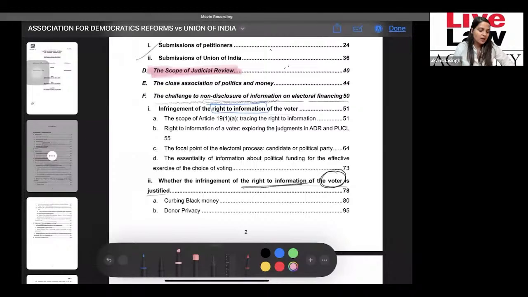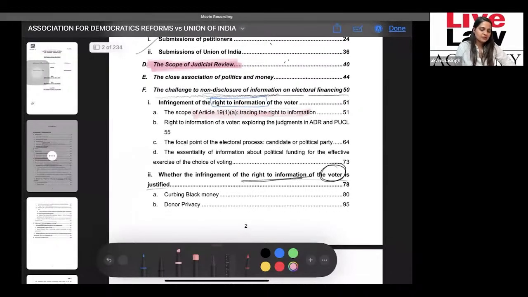Okay, so these are more than enough for you to maintain the summary of your answer, wherein we talk about the scope of this, whether the voter right is there, whether the voter has, the focal point is candidate or it is a political party. So let me just summarize this for you, how the court has answered this aspect.